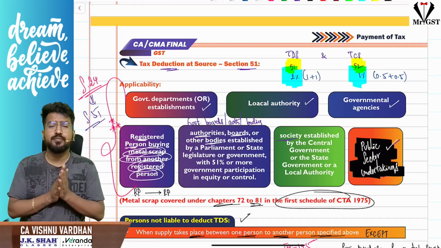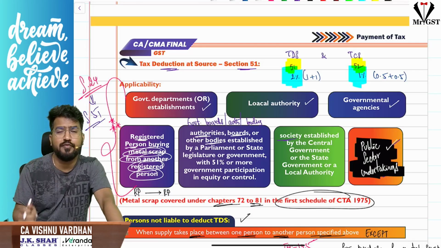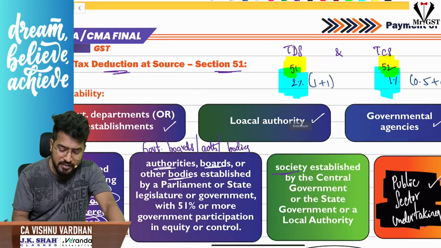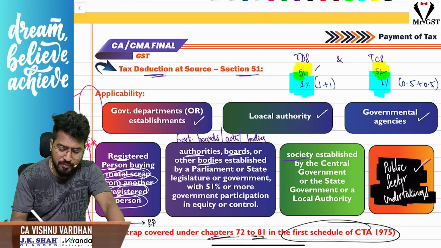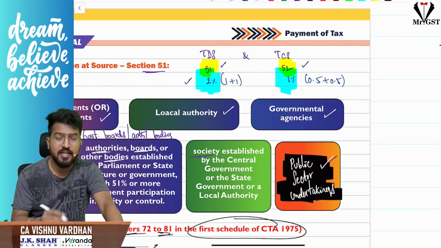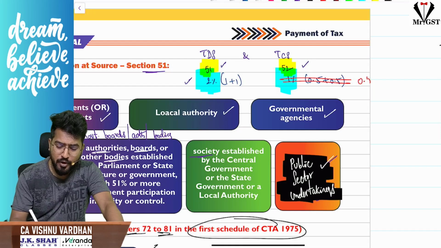So the next concept is TDS, TCS. We understand TDS, TCS are two sections, section 51 and 52. TDS, first one, coming to section 51. The TDS rate is 2%. Remember that way. Section 52 is TCS. Earlier it was 1%. Now they made it 0.5%.